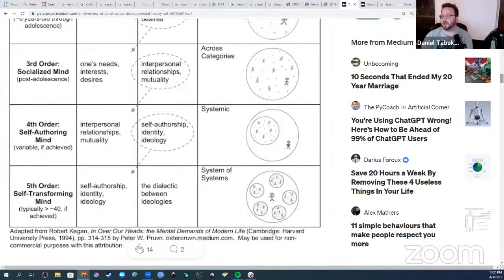So then 5 is the same, again, the same transcendence. You're taking what was object and turning it into subject. So the self-authorship, identity, ideology, you're looking at that as the object level. You realize that, hey, I can write my own destiny. Who am I? I get to pick who I am. What is my ideology? What do I believe? And you get to make those choices.